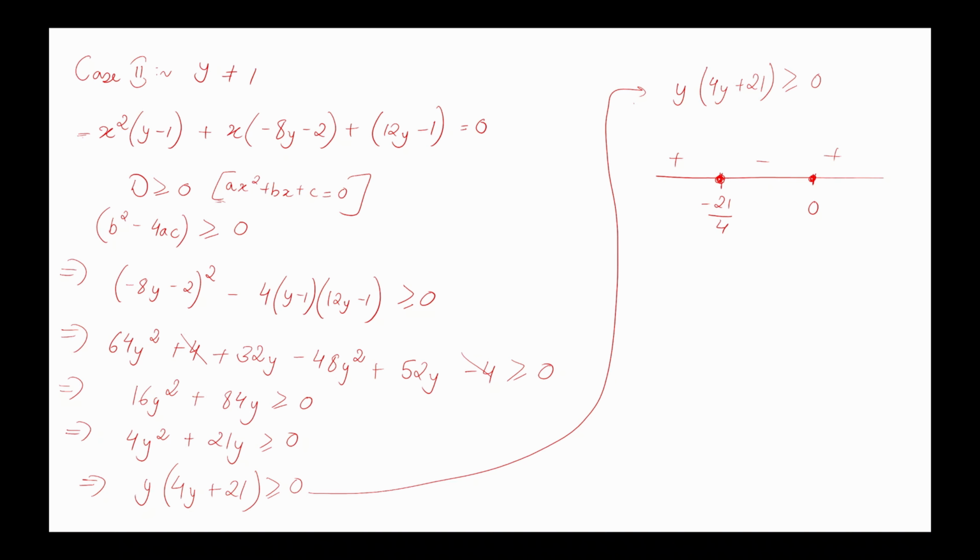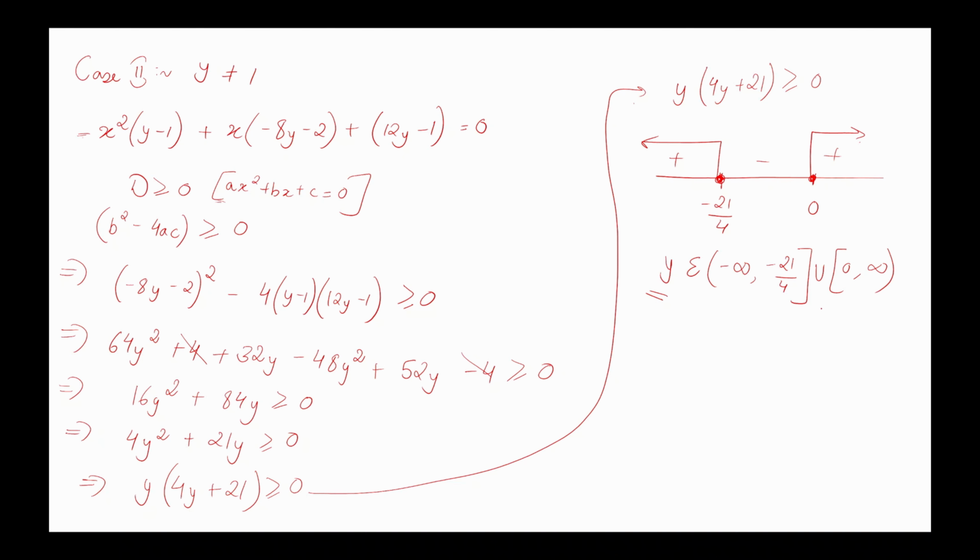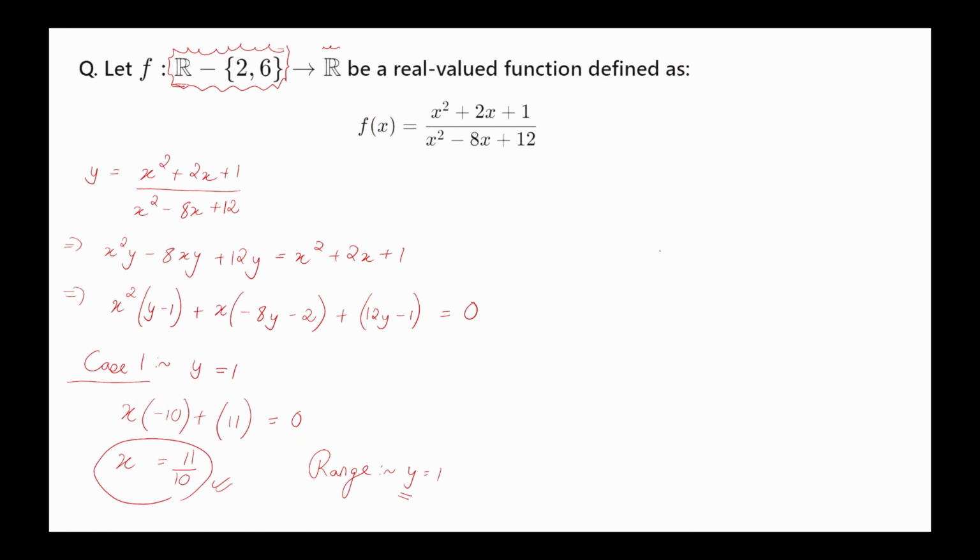For it to be greater than 0, I need to consider all positive values. So if I consider all positive values, my y belongs from minus infinity to minus 21 by 4, this included, union 0 to infinity. So I've gotten my value of y, this as well as this. So is 1 included in this range? Yes, it is included.